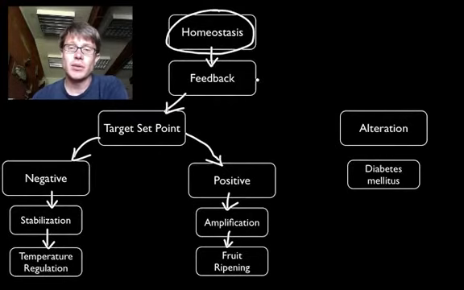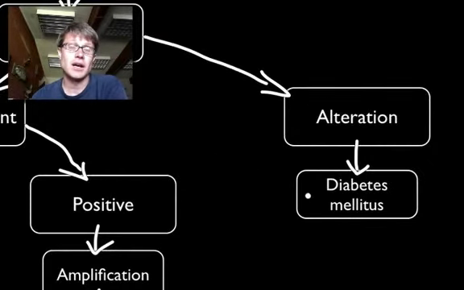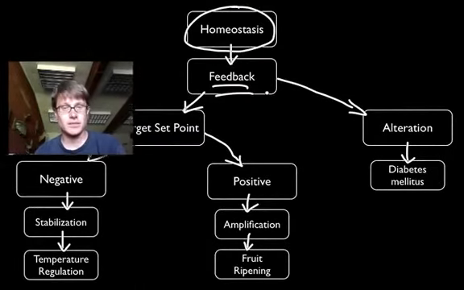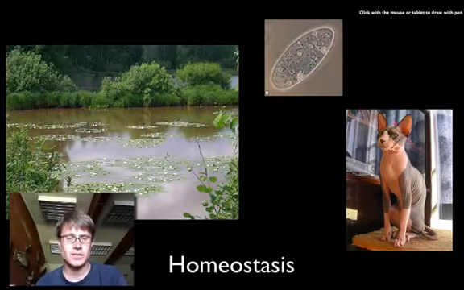Now with a feedback loop, you can always have mistakes. You can always have alterations in that feedback loop, and that can lead to tragedy. Example would be diabetes, a problem in creating insulin or sensing that insulin, and so that's just a problem in a feedback loop, and it can lead to really bad things. And so let's start with homeostasis.